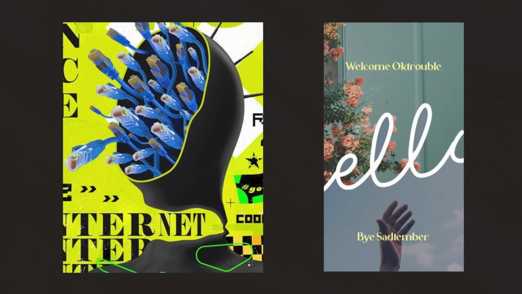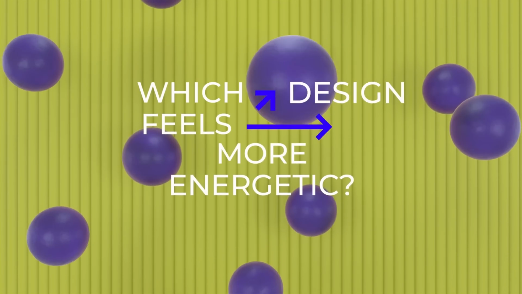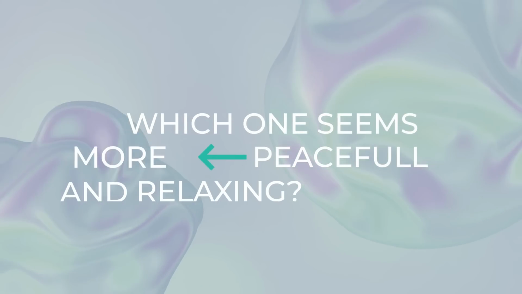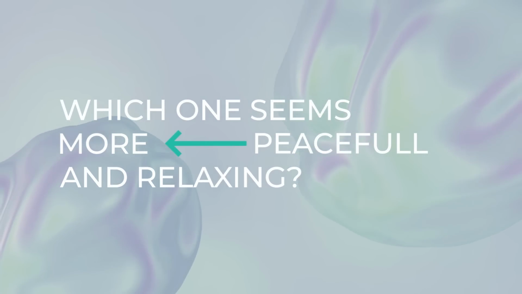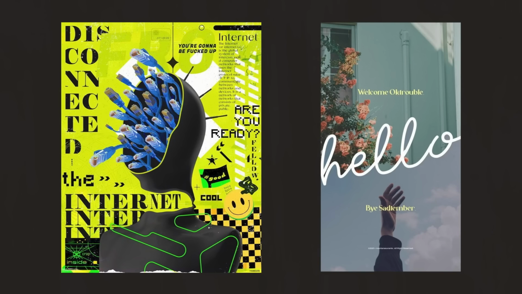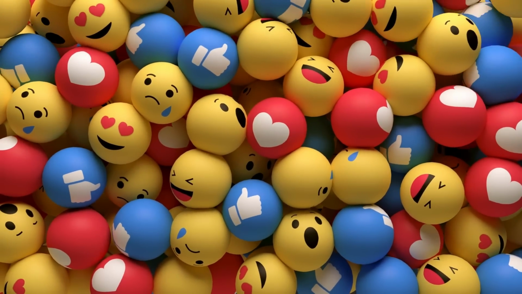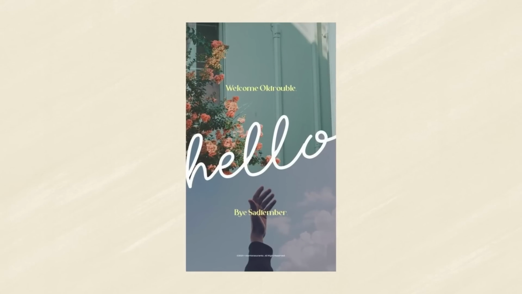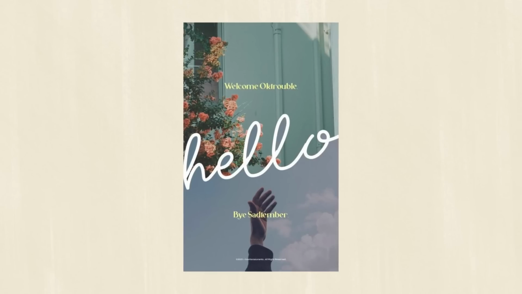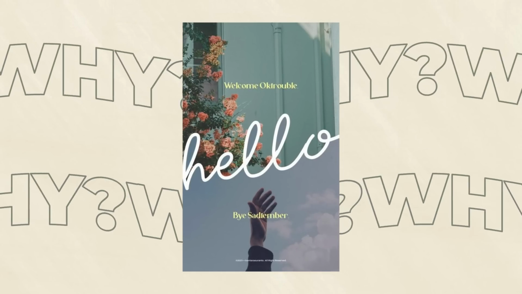Here are 2 designs. Take a look at these designs and ask yourself, which design feels more energetic? Which one seems more peaceful and more relaxing? Now it should be really obvious, right? And the only reason it is obvious is because the creators of these designs understood the theory of emotion. So this floral hello design is obviously more peaceful and more calm. But can you actually determine why from a design point of view?